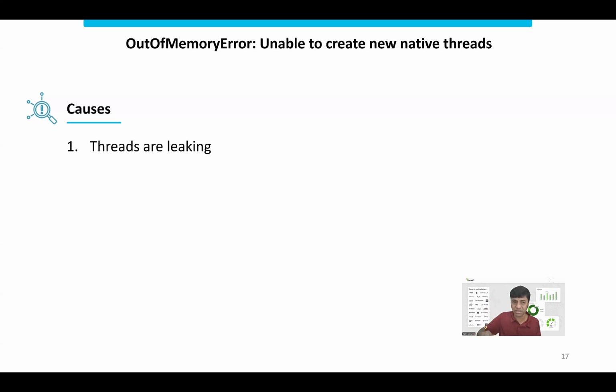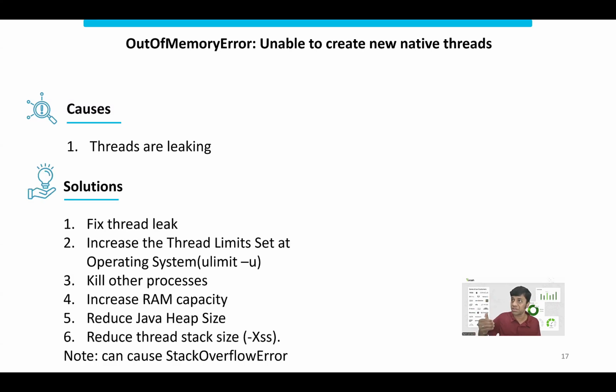That's what it's indicating. What are the solutions to fix this problem when you see this out of memory error? What you want to do is fix the thread leak. That is, you want to take a thread dump and see whether any threads are really leaking. If that is the case, you want to fix it.